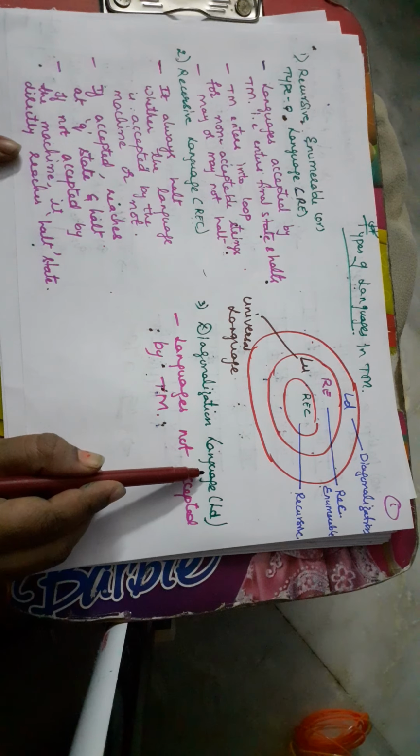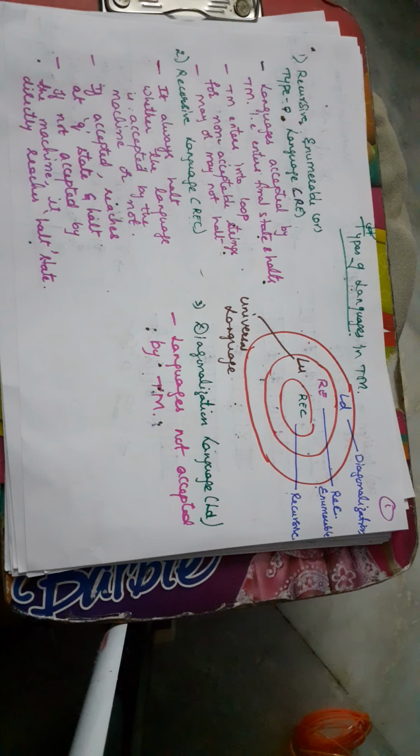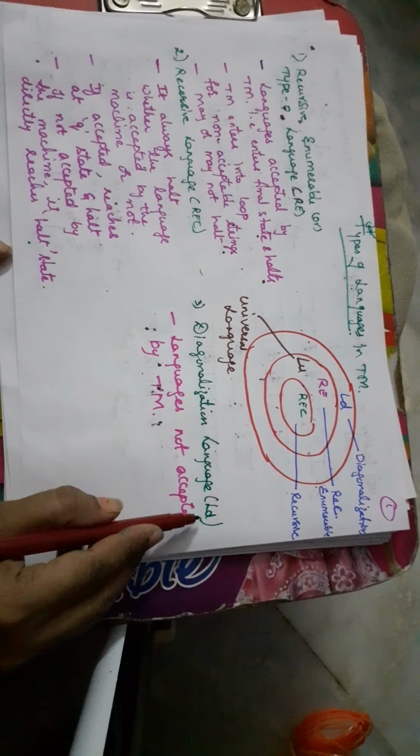And the third one is diagonalization language. These are the languages that are not accepted by Turing machine. The strings or languages which you cannot process in the Turing machine are all categorized as diagonalization languages, which are abbreviated as LD.